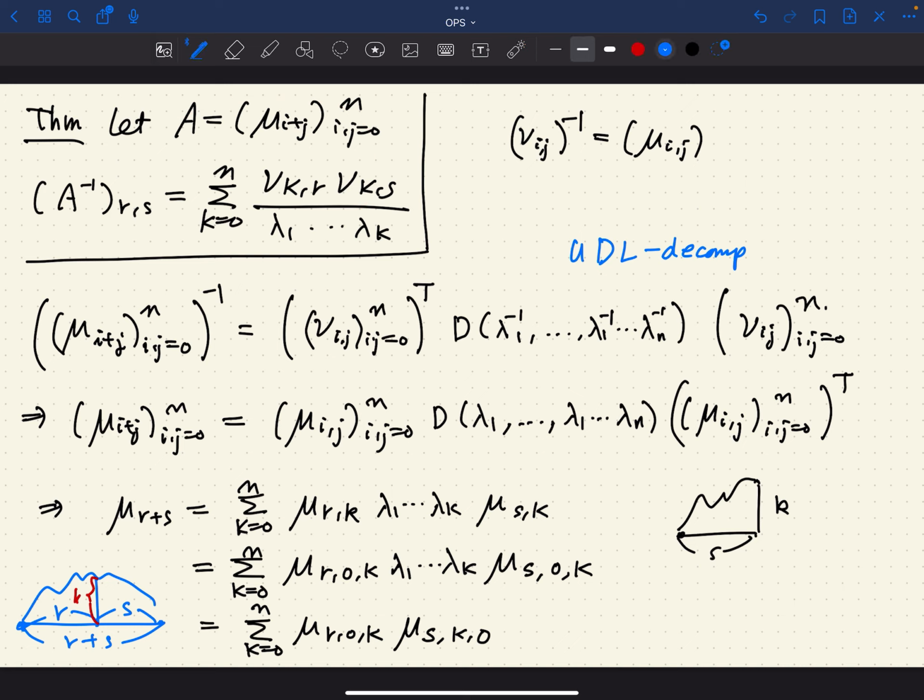And this is the LDU decomposition of the Hankel matrix. Okay, so that's what I wanted to say about the last lecture.